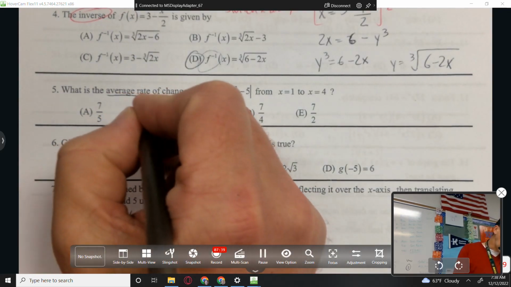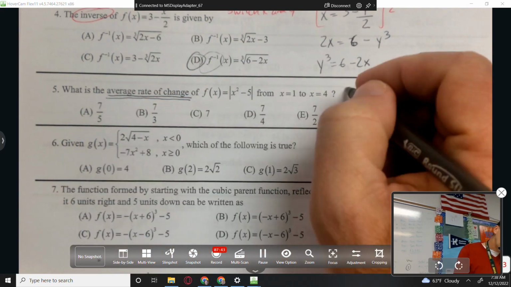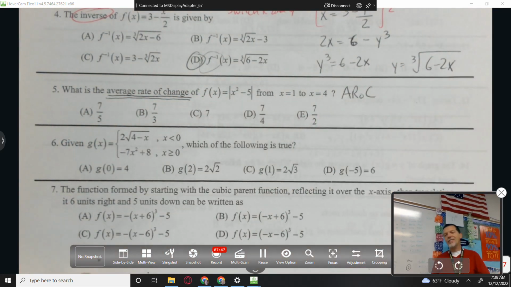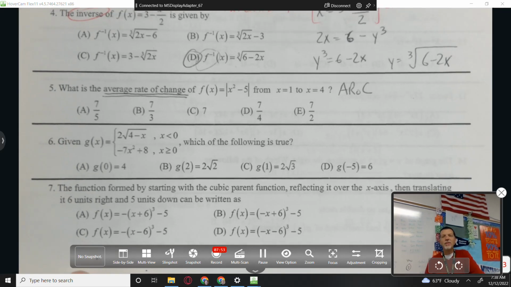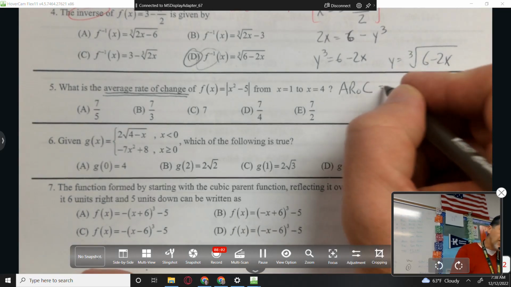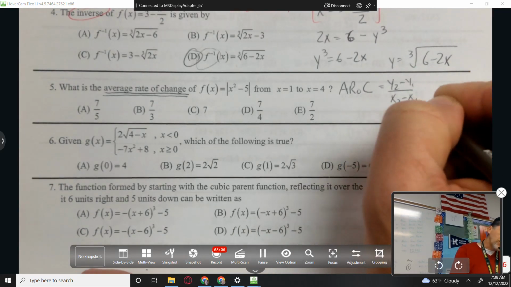Number 5, the average rate of change. You remember first 9 weeks? That was on the first test, and then it was a bonus for the next 3 tests. Some of you got it every time, and others of you missed it every time. Do you remember what the average rate of change is? Slope. It's slope. That's all it is. It's just fancy talk for y2 minus y1 over x2 minus x1.